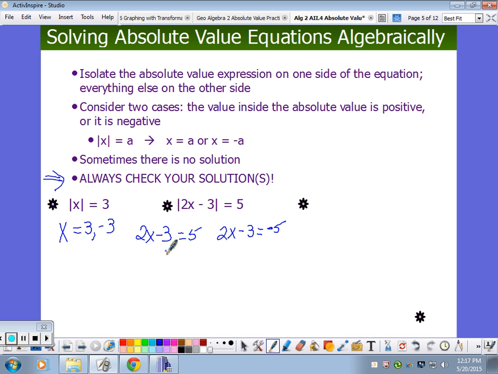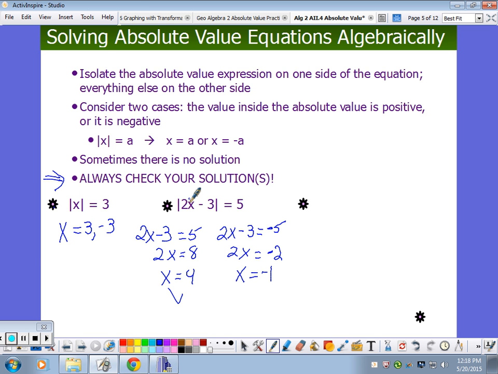So let's solve them. I'm doing this one first. Add 3, divide by 2. One possibility is x is 4. Here's the other situation. Add positive 3 here. You get negative 2, so x is negative 1. You must check these. So take this 4 and plug it in. 2 times 4 is 8. 8 minus 3 is 5. Absolute value of 5 is 5. Works.